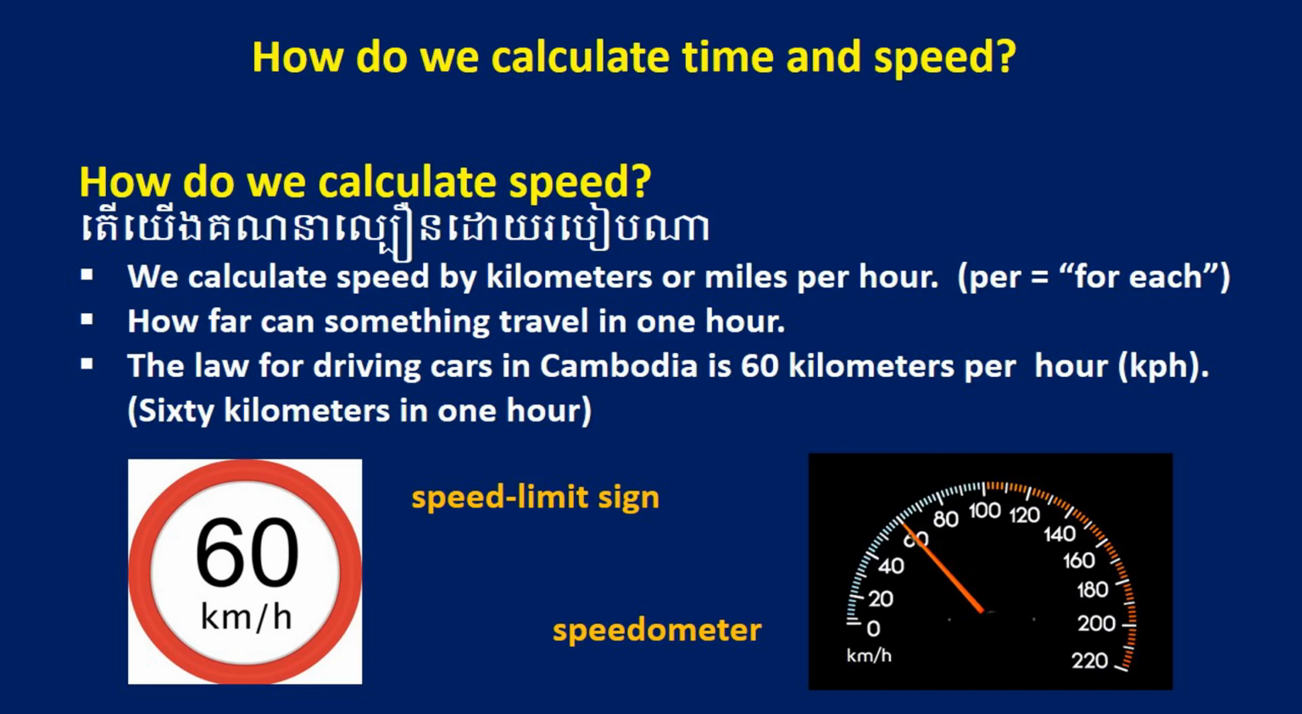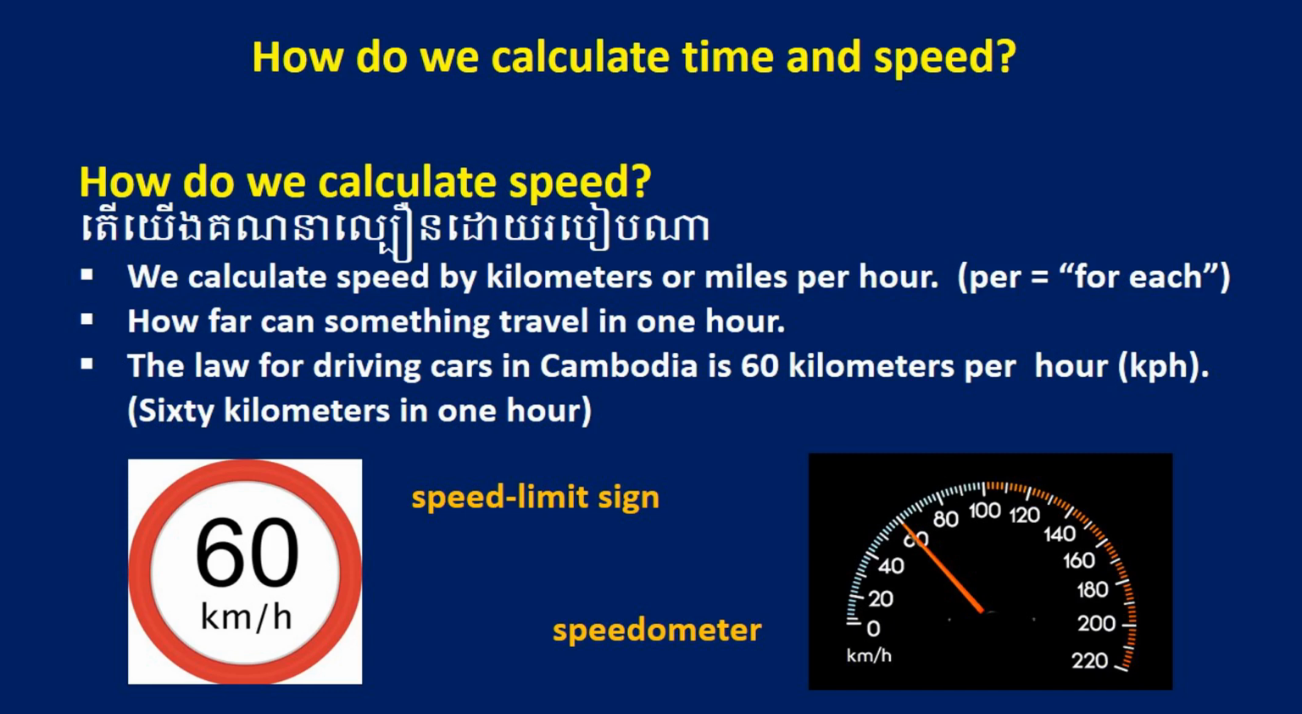The law for driving cars in Cambodia is 60 kilometers per hour. You see how we write it? kph, kilometers per hour. Or we write it with words, 60 kilometers in 1 hour. You see the picture on the left is a speed limit sign. Limit means how fast. We cannot drive faster than this number. So the speed limit sign says 60 kilometers per hour.